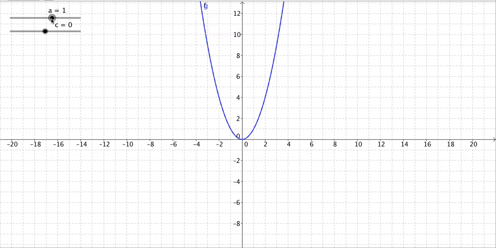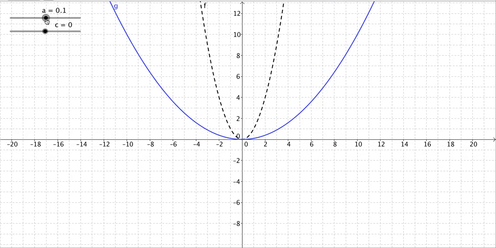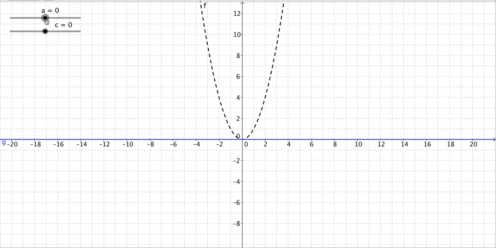Now if I go back to 1, now I want to see what happens to the graph when a is between 0 and 1. So if I move it down 0.6, 0.5, 0.4, 0.3, and so on, what is happening to the graph compared to the parent function? We talked about this a little bit yesterday, but when a is equal to 0, do you see it turns into a flat line? That's because 0 times x squared means that the squared would go away, and now it just becomes linear.